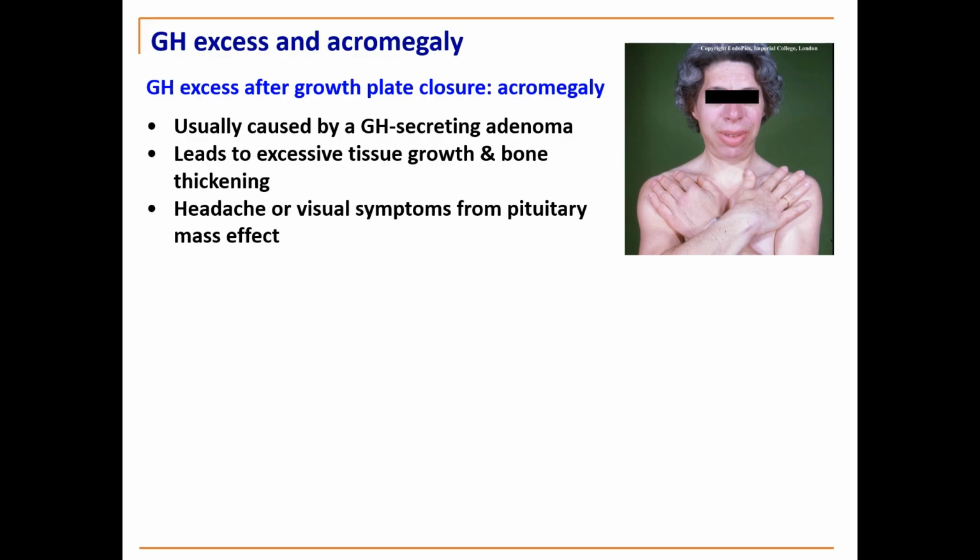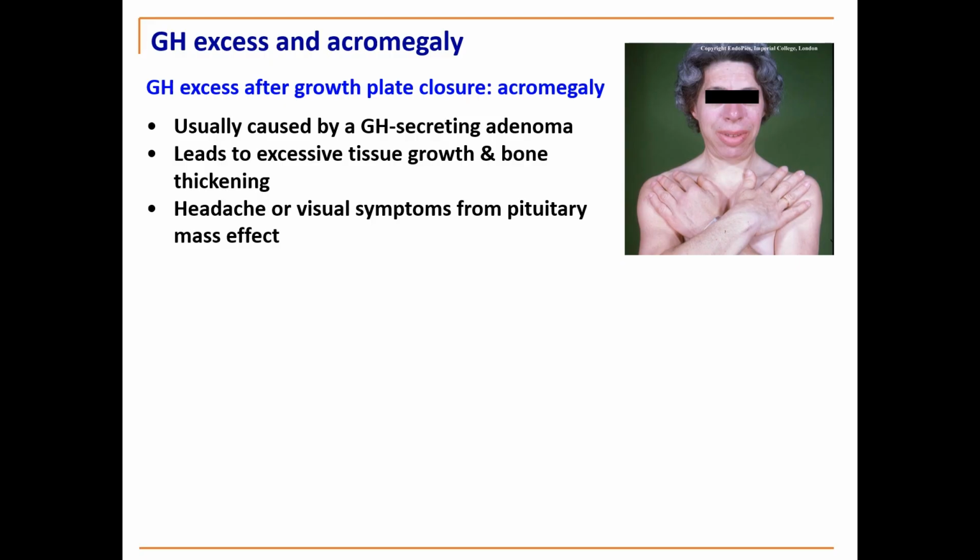But in this case, since the height can no longer increase, that excess growth hormone and the excess insulin-like growth factor causes enlargement of the soft tissues and thickening of the bones. And some of those classic characteristic findings, as you can see in the image to your right, include enlarged hands and feet, coarsening of the facial features, and widening of tooth spaces. So there are some clear signs and symptoms that you can see.